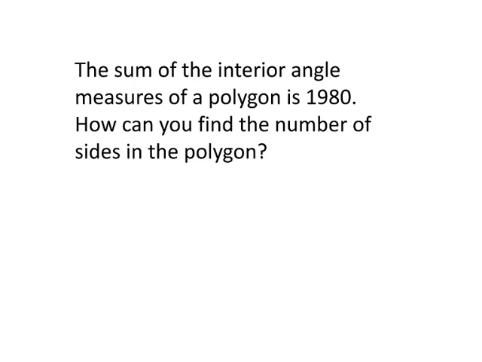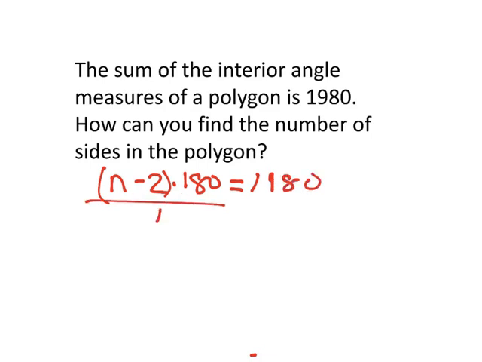Moving on. The sum of the interior angle measures of a polygon is 1,980. How can you find the number of sides in the polygon? So we're just going to invert the formula we were using, or use the opposite of it. So (n minus 2) times 180 was equal to our degrees. Our degrees is 1,980. I'm just going to divide by 180.